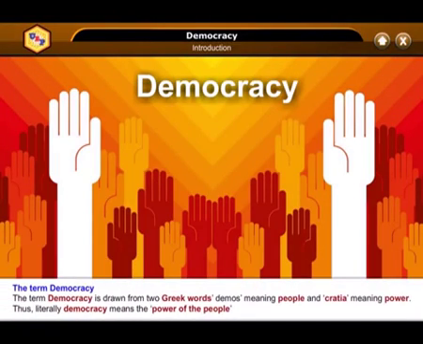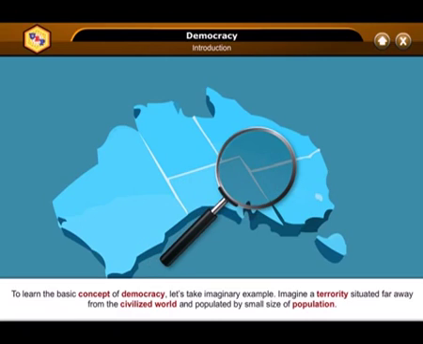The term democracy is drawn from two Greek words, demos, meaning people, and kratia, meaning power. Thus, literally democracy means the power of the people. To learn the basic concept of democracy, let's take an imaginary example.